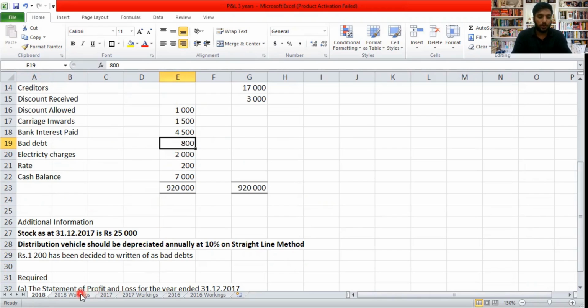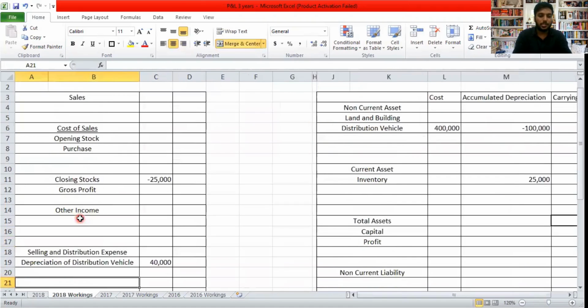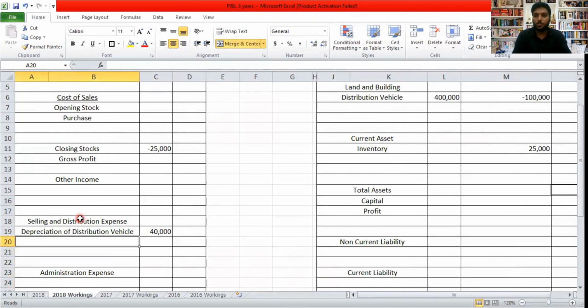So first of all, I'm going to take bad debts under selling and distribution expense, because when you sell to debtors, you will incur bad debt, since these people will not pay you back. So I'll write bad debt, and I will write two things: 800 plus 1,200. This is the actual new value. In total, you will have a bad debt of 2,000.